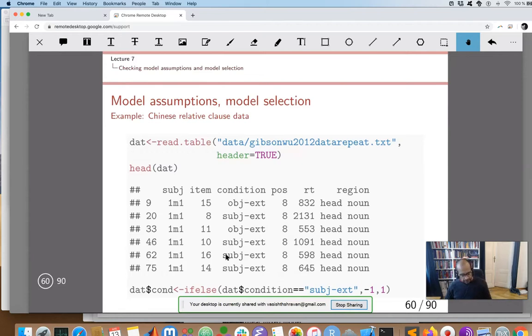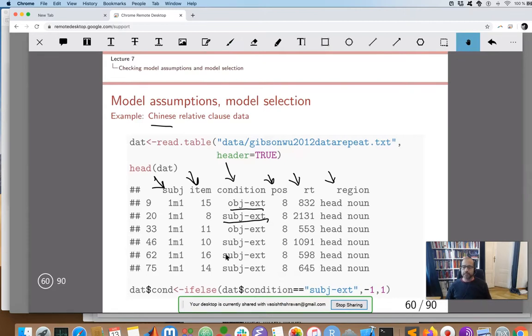Okay, so what we have here is some Chinese relative clause data, subject and object relatives. You have a certain number of subjects, a certain number of items. We've got object or subject relatives. Now they have different names, right? Object extraction is an object relative, subject extraction is a subject relative. This is the word position in the sentence that we are looking at, so some particular region in the sentence is interesting. These are the reading times at that critical word, which is actually called the head noun. So we have extracted the relevant data here.